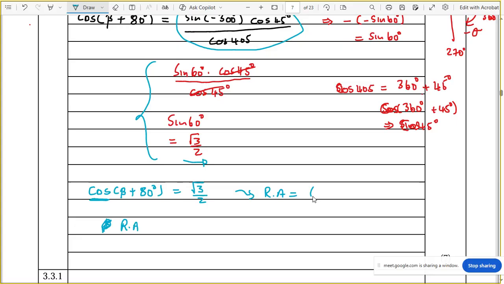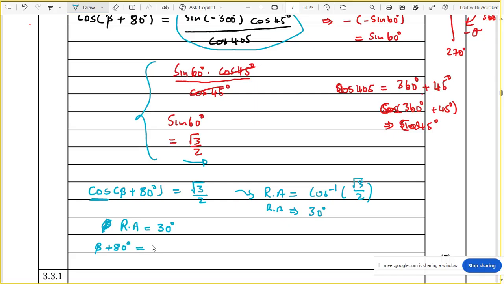It will be the cos inverse of that value, root 3 over 2. You just have to punch your calculator and tell me what is the cos inverse of root 3 over 2. What is your reference angle? 30 degrees, right? So remember, the reference angle is 30 degrees, and we are looking for beta. I still have 80 degrees.